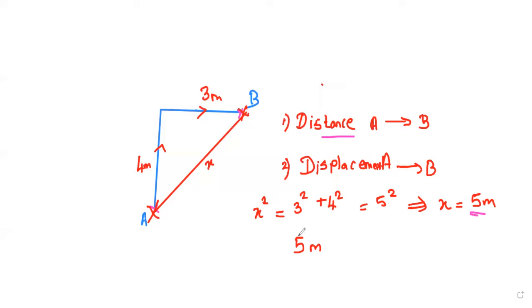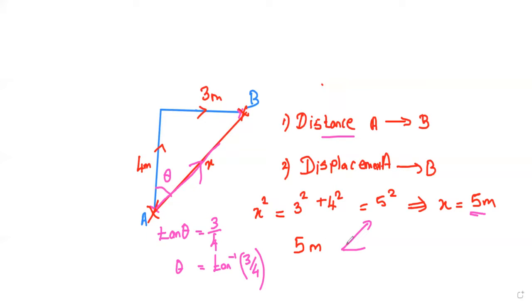So the displacement would be 5 meters in this direction. It's not enough to mark it like this, so let's mark this angle as theta. From this we need to find the value of theta. We can easily find it using tan. Tan theta would be 3 by 4. Using your calculator, you can find tan inverse of 3 by 4. So here we have found the angle.